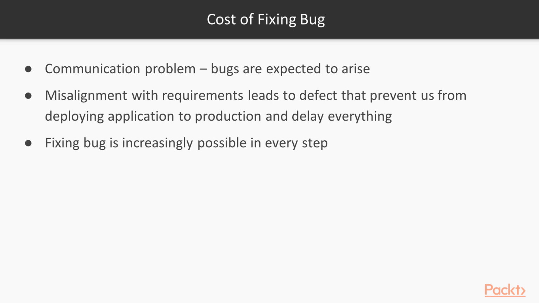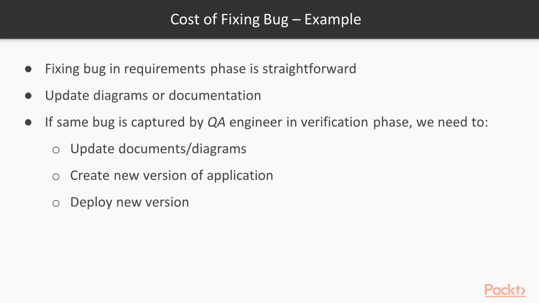In waterfall, fixing a bug is increasingly costly in every step we take. For example, fixing a bug in the requirements phase is very straightforward. Just update the diagrams or documentation, and we are done. If the same bug is captured by a QA engineer in the verification phase, we need to update the documents, diagrams, create a new version of the application, and deploy the new version to the QA environment.